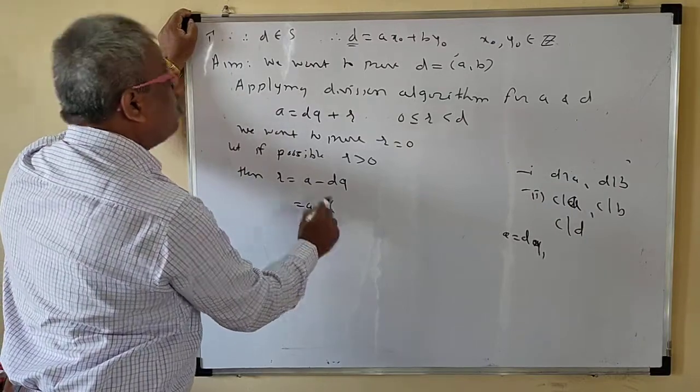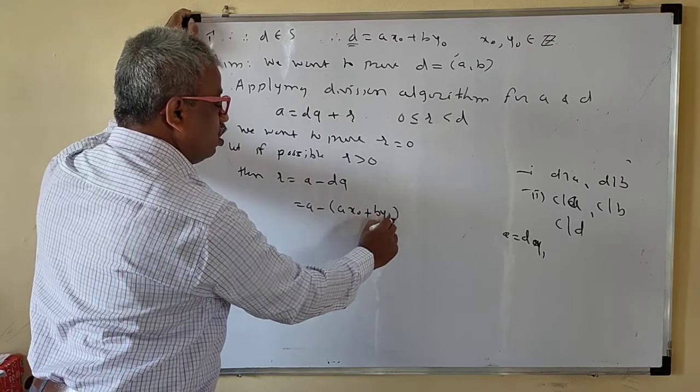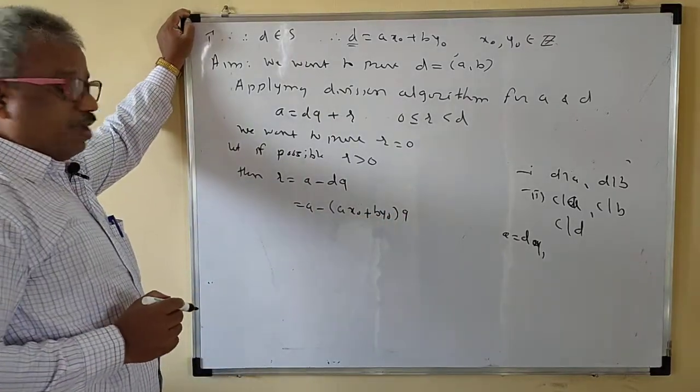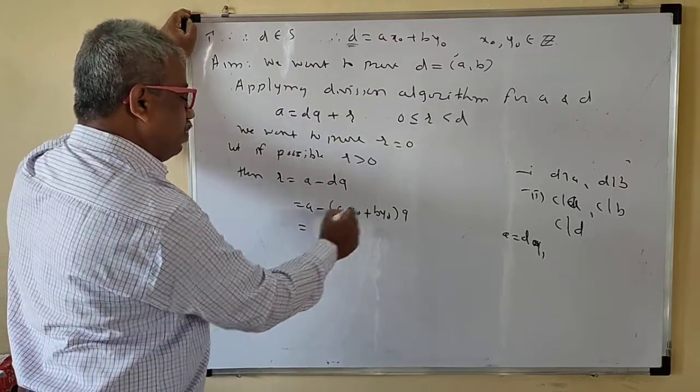So a minus, your d is what? ax naught plus by naught q. Right? This is your value of d. I will put the value of d here. Now we will simplify. We will take a common and b common here.